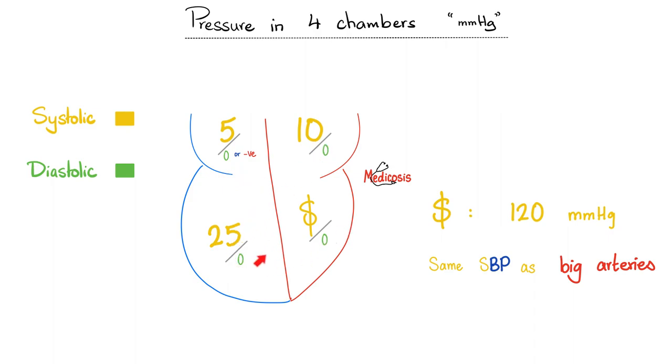How about diastolic pressures inside my chambers? All of them are almost zero. I did not say exactly zero, but almost zero. In the right atrium, the diastolic pressure can even become negative, so that we can suck blood in from superior vena cava and inferior vena cava.